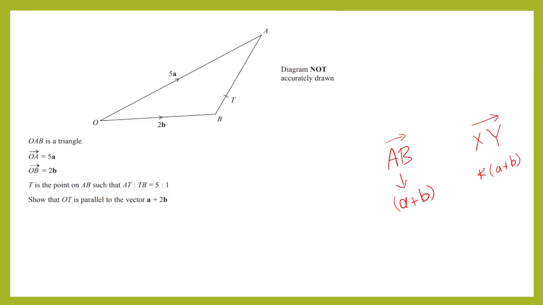So now you can prove that they are parallel because one of them must be a multiple of the other. So you can prove that they are parallel. Let's see the example here.